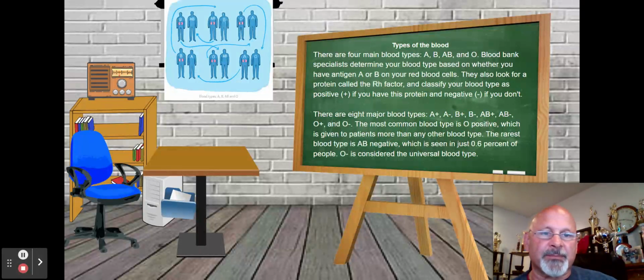There are four types of blood types: A, B, AB, and O. Blood bank specialists determine your blood type based on whether you have antigen A or B on your red blood cells. They also look for proteins called Rh factor and classify your blood type as a positive if you have this protein and a negative if you don't. There are 8 major blood types: A positive, A negative, B positive, B negative, AB positive, AB negative, O positive, and O negative. The most common blood type is O positive, which is given to patients more than any other blood type. The rarest blood type is AB negative, which is seen in just about 0.6% of the people. O negative is considered a universal blood type, meaning this can be used pretty much with anyone.